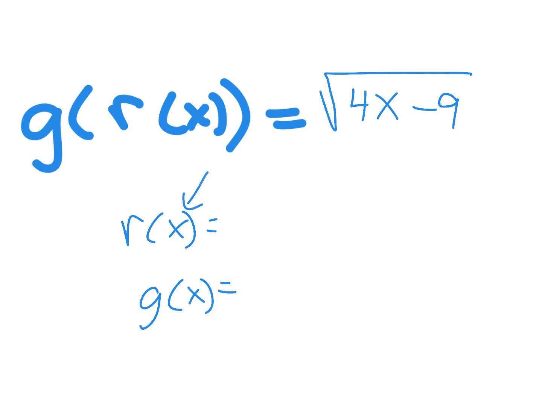Well, wait, start with r of x. That's the one that got eaten. Yeah, 4x minus 9 totally works. And then the other one would have to be square root of x. Good.